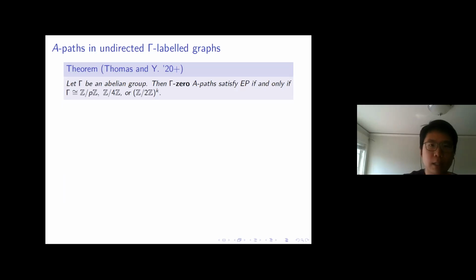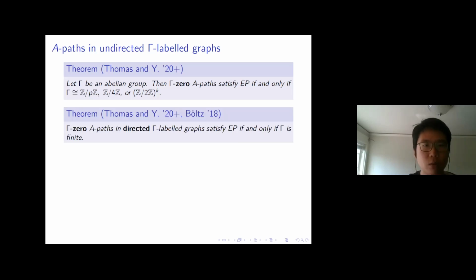Okay, so how do we get this last case, many copies of integers mod 2? Well, recall that when every element has order 2, the two models, the undirected and the directed models, are equivalent. So to handle this case, what we do is we actually show that in the directed model of group-labeled graphs, the Erdős–Pósa property holds for 0 A-paths as long as the group is finite. It's an if and only if. So as long as the group is finite, the Erdős–Pósa property does hold for 0 A-paths in the directed model.